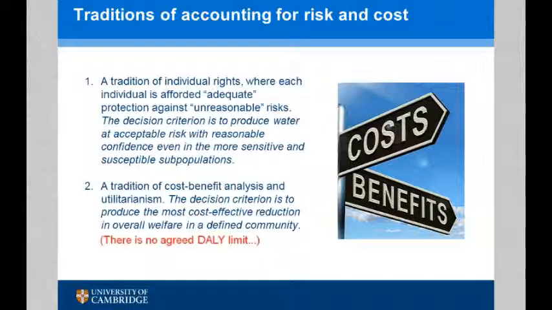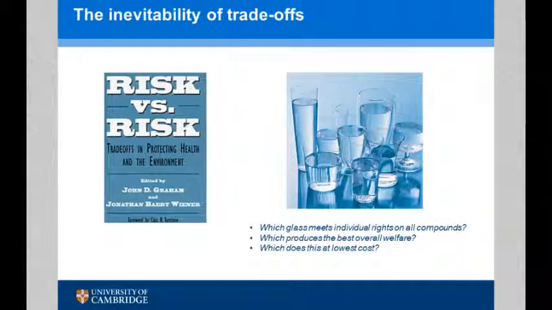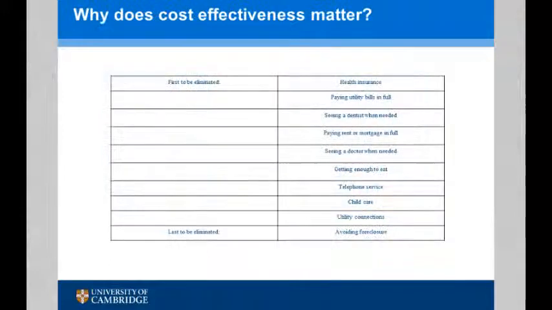So what this project that I'm talking about looked at is, if you've got all these glasses of water here, conveniently in a cup because we call it the risk cup, which glass of water really meets individual rights? In other words, nobody's individual right is being violated, and yet also produces the best overall welfare, which is a sort of utilitarian or cost-benefit approach, in the population, and which one manages to do this at the lowest cost? Okay? Now, we could ask, why do we care about the lowest cost?